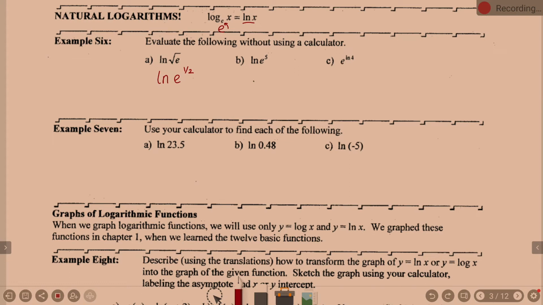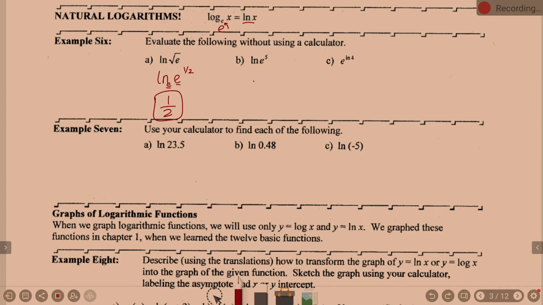Y is 1/2. So 1/2 is what I'm looking for. What base is natural log? E. And so if this is the invisible base E, one of our properties says that when this base matches with the inside base, what is my log equal to? It's equal to the exponent. So natural log, when these bases match, is equal to the exponent. And so this is equal to 1/2. Now, if you did the natural log of the square root of E on your calculator, guess what you'd get? 1/2. But we're practicing how we use those properties.